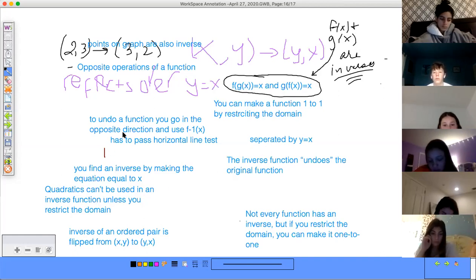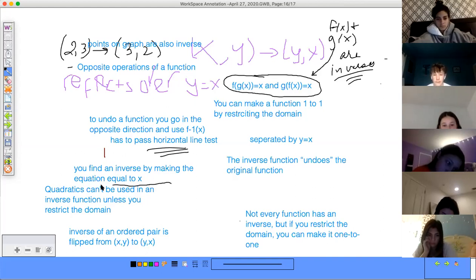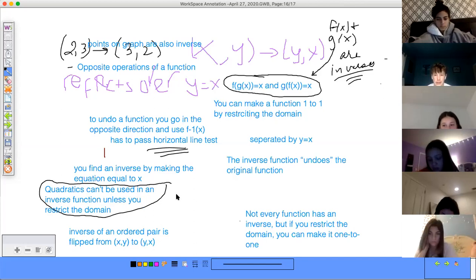To undo a function, you use f inverse of x, and it has to pass the horizontal line test. Exactly. Which brings me here. Somebody put that quadratics can't be used in an inverse function unless you restrict the domain. Who said that? Me. Good.